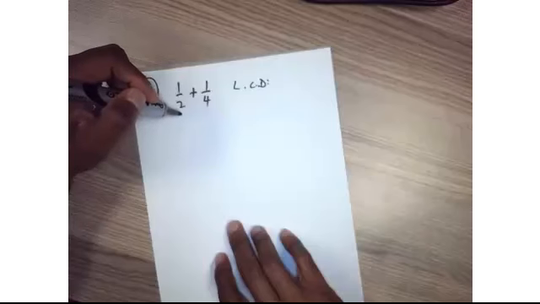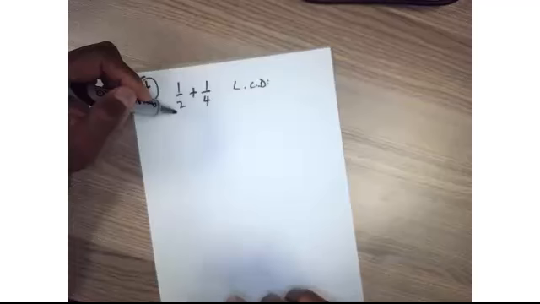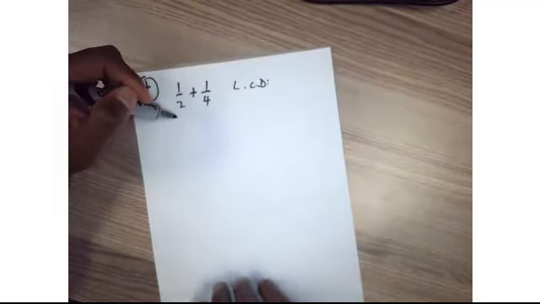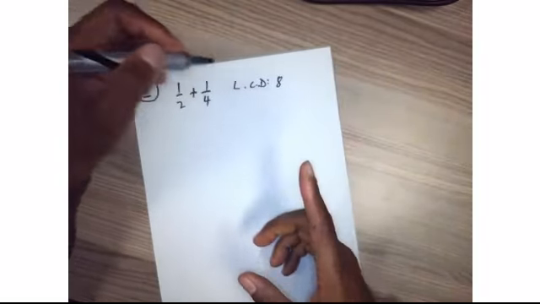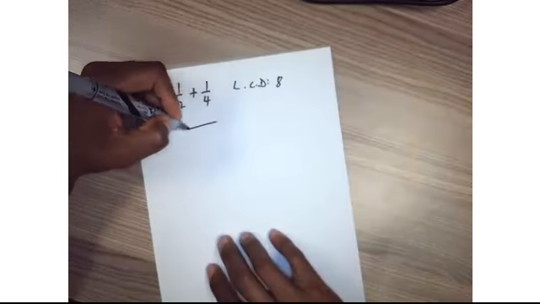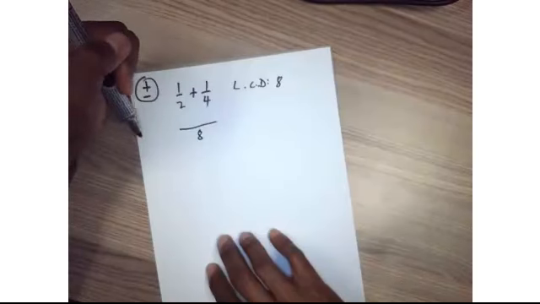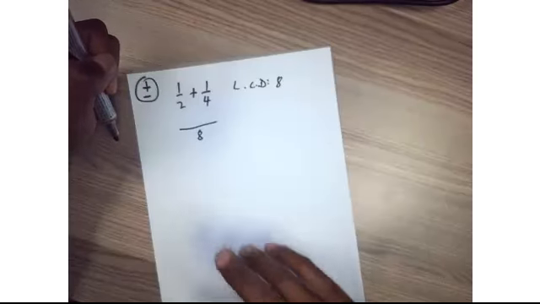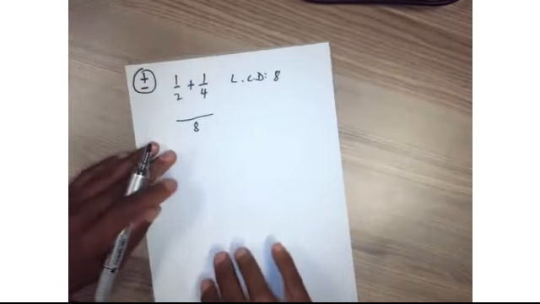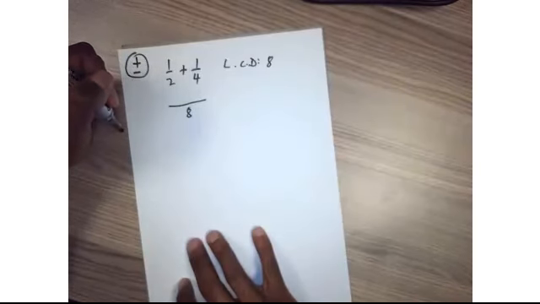So here we look for the lowest common denominator, the lowest number that can be divided by all the terms, right? Here it will be 8. So bear in mind, this number shouldn't have a remainder. So here it's 8, can be divided by 4 without a remainder, can be divided by 2 without a remainder, and is the lowest. So this is the order that we take now after finding the lowest common denominator.